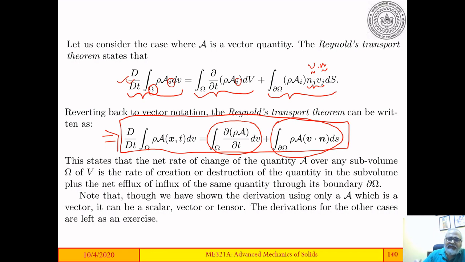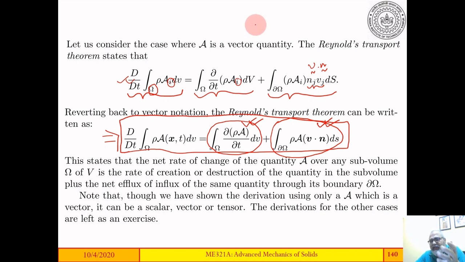So, in some sense, this says that the total change in the amount of A in omega is composed of two parts. One, how much total A is being created or destroyed inside omega, and how much of it is entering or leaving through the boundary. So that's the boundary integral, and that is the volume integral. This is the creation or destruction integral, and this is the exit efflux or influx integral.